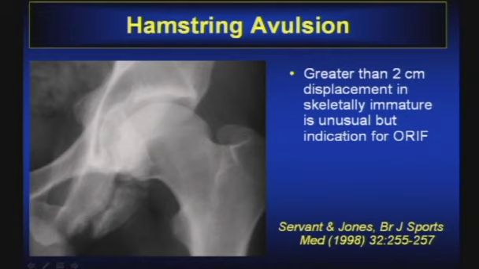Okay. When we're looking at the skeletally immature patient, we want to see if that attachment site is displaced greater than 2 centimeters. If so, generally they'll go in and be more aggressive with the treatment rather than treating it conservatively and allowing it to scar down or develop ossification at the avulsive site, as was certainly the case in this patient.